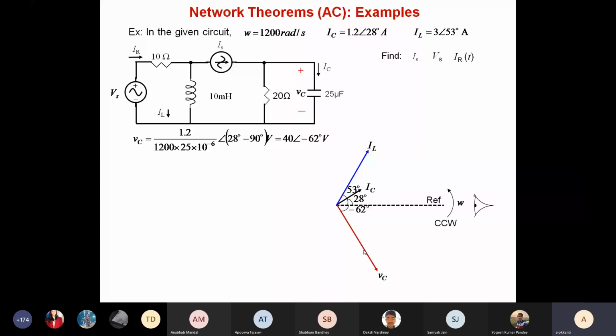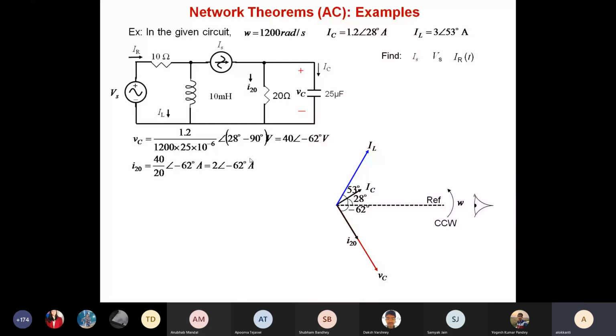Once you have the VC, it is the same terminal voltage across the 20 ohm resistor. So you can also find out I20. And where will that phasor lie? Along VC. So I20 is VC divided by 20, and the angle remains the same. The magnitude gets divided. So it is 2 angle minus 62 degrees. So this is how you get I20.